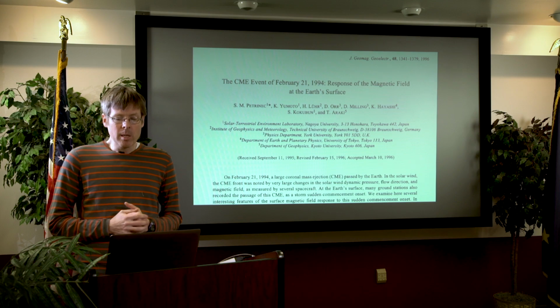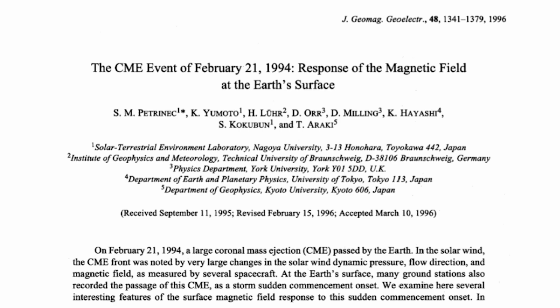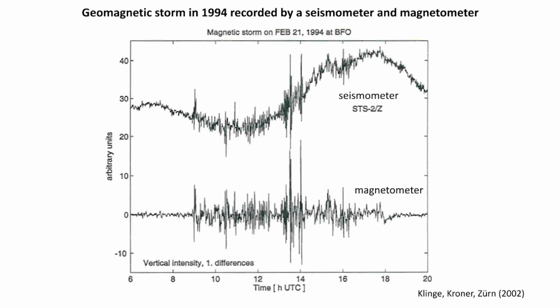But the one that really tipped things off was on February 21st, 1994, when another coronal mass ejection, as they're called, hit the Earth, and this appeared in the data, in particular on seismometers in Germany. This shows a publication in 2002 looking at a recording on a seismometer on the top and a magnetometer on the bottom.